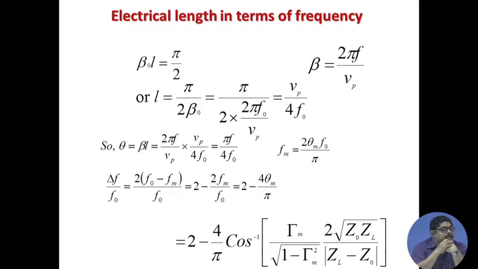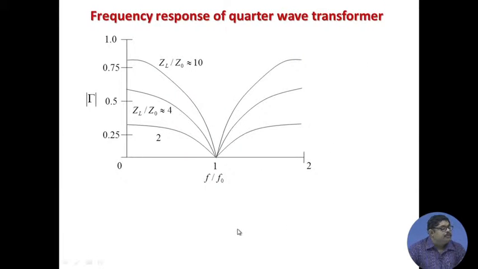So, this I think is self explanatory. You can put in those values of beta etc., and you see here we have finally made beta L expressed as a function of f by f naught, as in the single stub case. So, now we write what is delta f by f naught from this manipulation. In terms of frequency we can express this based on that theta value.